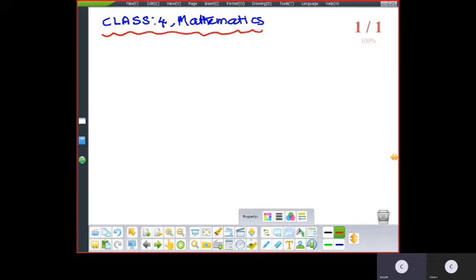Class 4 Mathematics. So we are in chapter 5. In our previous session, we completed page number 43. Some two problems I have done, estimated problems, and I have shown you the keywords of addition and subtraction, how to differentiate the word problems. What is estimation, all of that I have taught to you.